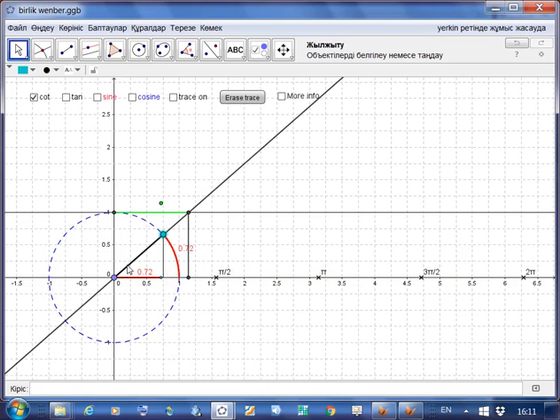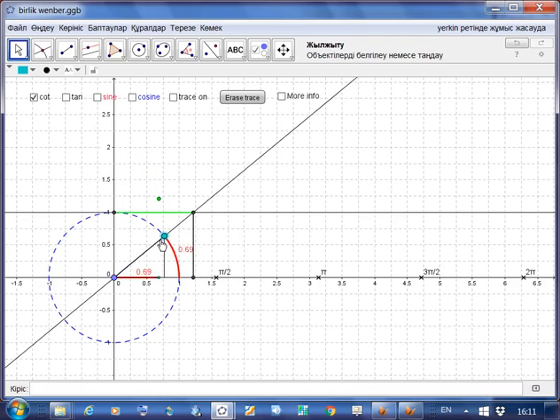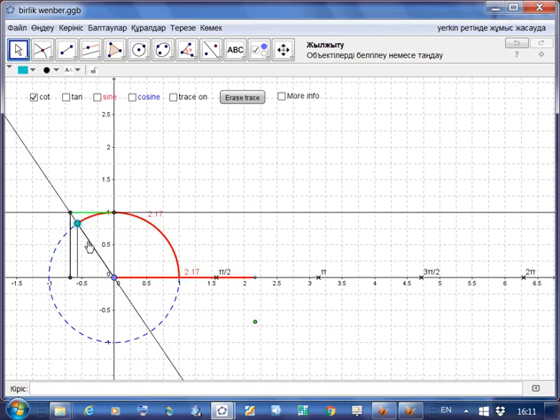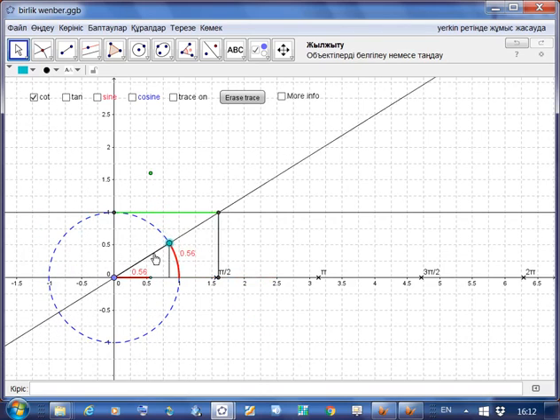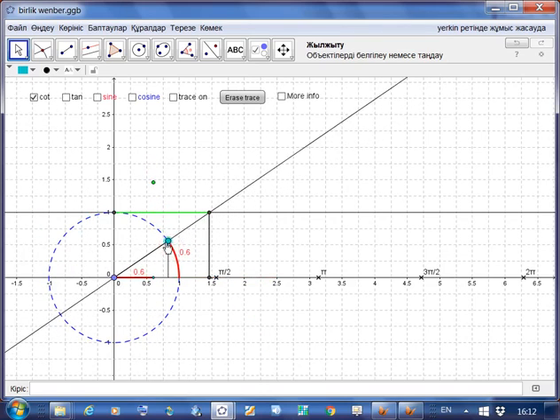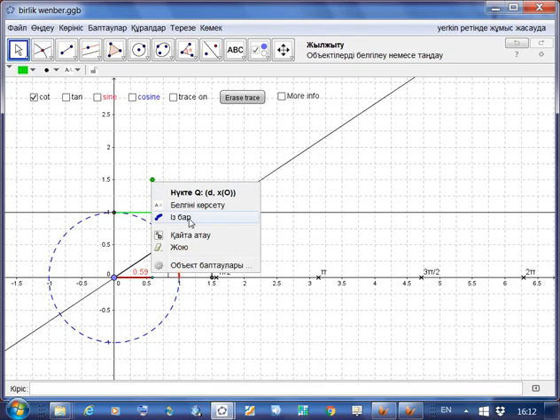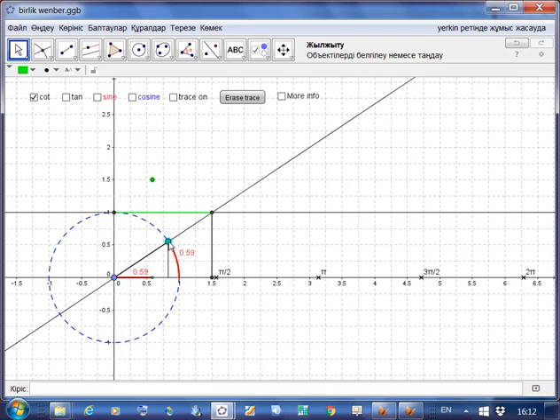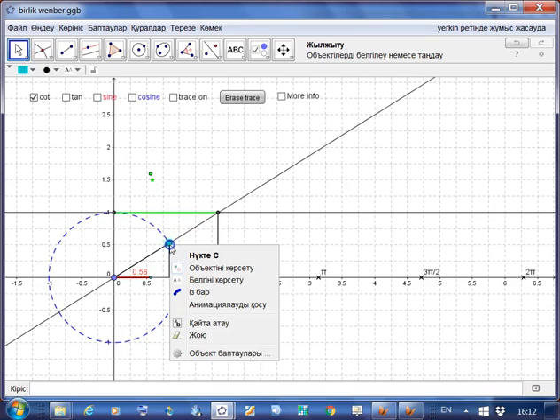But the tangent, as we increase the angle, increases, while the cotangent decreases. Why? Because they are two inverse functions, two opposite functions. Okay, now let's see how the graph of the cotangent function looks.